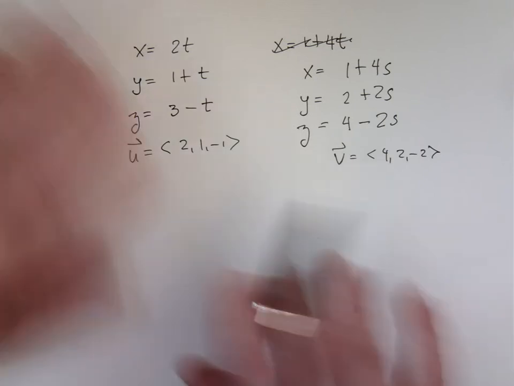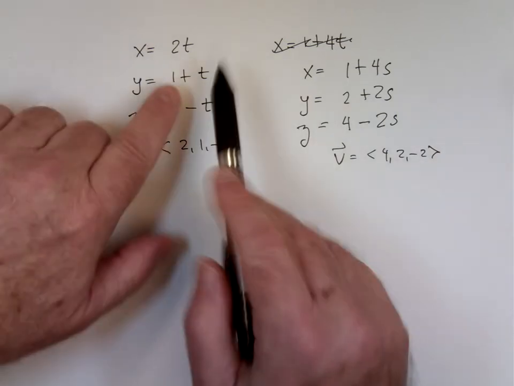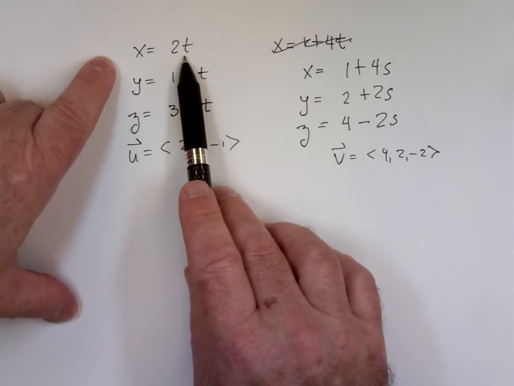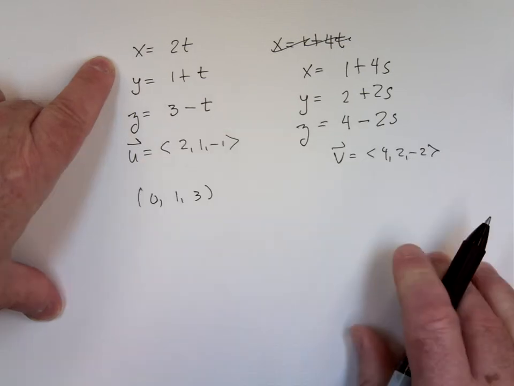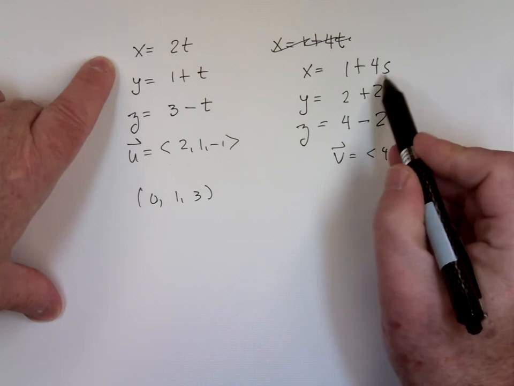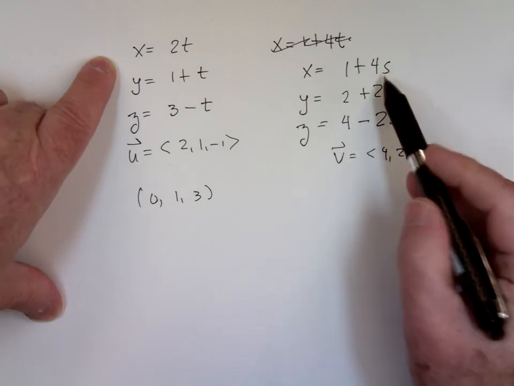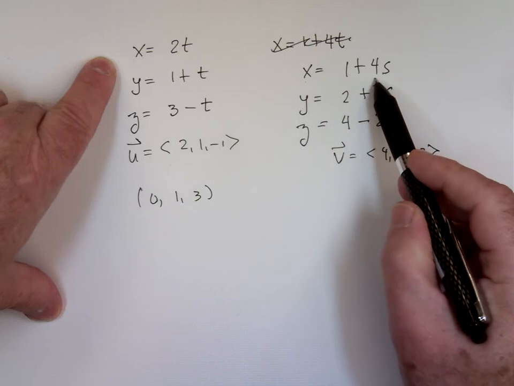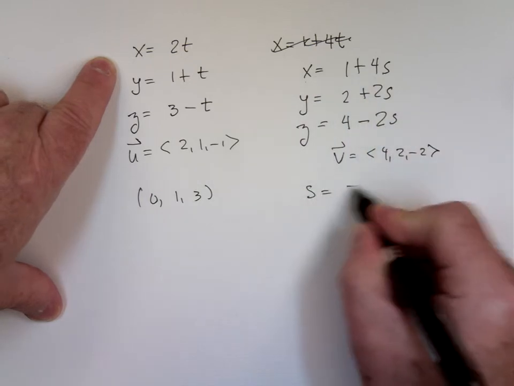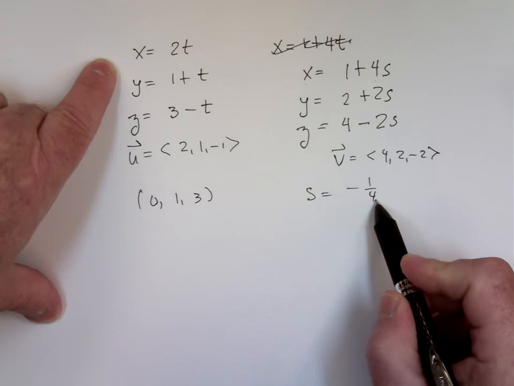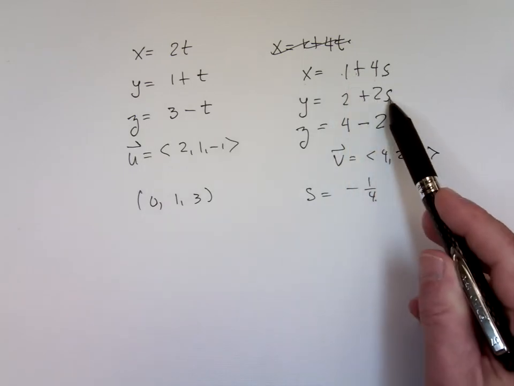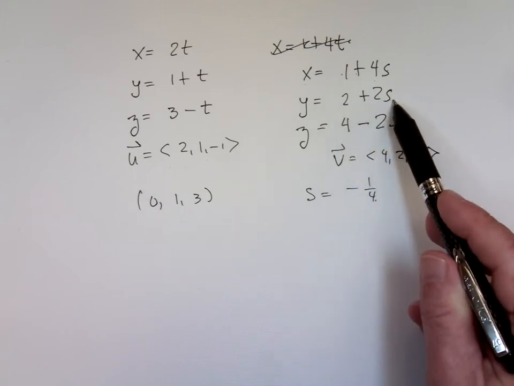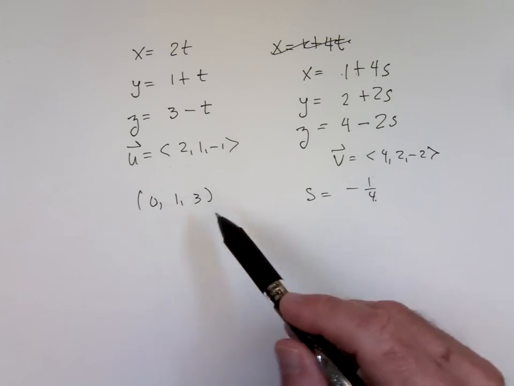There's various ways to do this. If I let t equal 0, for example, here, I've got the point 0, 1, 3 on this line. What value of s would cause x to be 0? Negative 1/4. When s is negative 1/4, I have my x to be 0. Now, what's y at that point? Y at that point is going to be 2 minus a half, 1 and a half, not equal to 1, done. They are parallel lines.